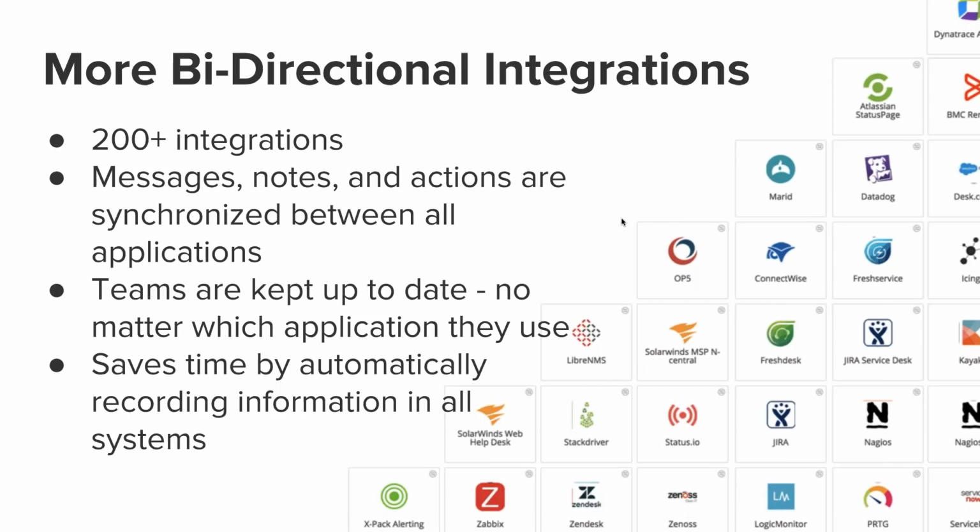In addition to the AWS integrations that we're talking about today, at a high level, on the bi-directional side, being able to send messages, notes, and actions, or making sure that those notes and actions are synchronized between applications, is key. The teams are kept up to date no matter which application they're using. Whether it's a chat app, a ticketing system like Jira, things like that, you can save time by automatically recording all that information in one place.